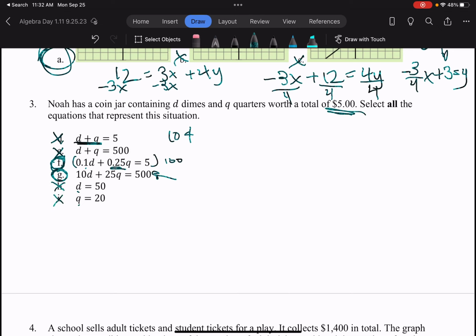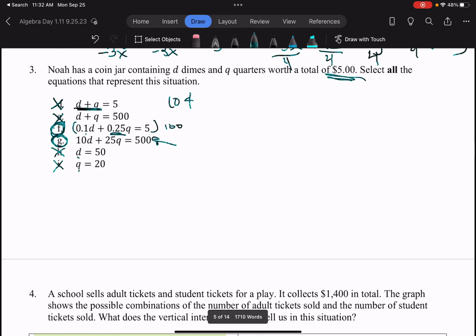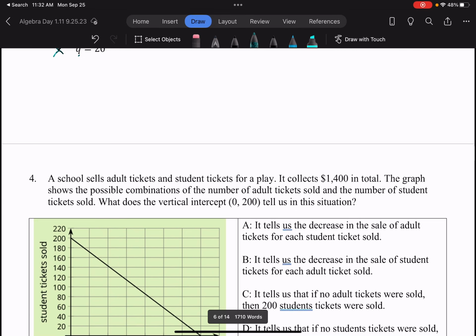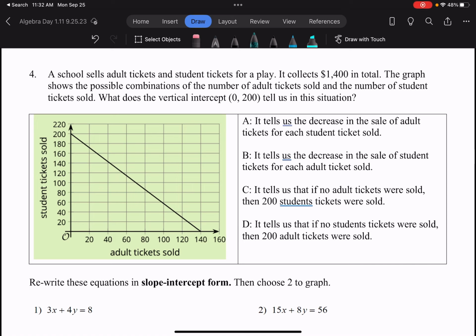So those two options are not workable options. All right. Number 4 says a school sells adult tickets and student tickets for a play. It collects $1,400 in total. The graph shows the possible combinations of adult tickets on the x-axis and student tickets on the y-axis sold.